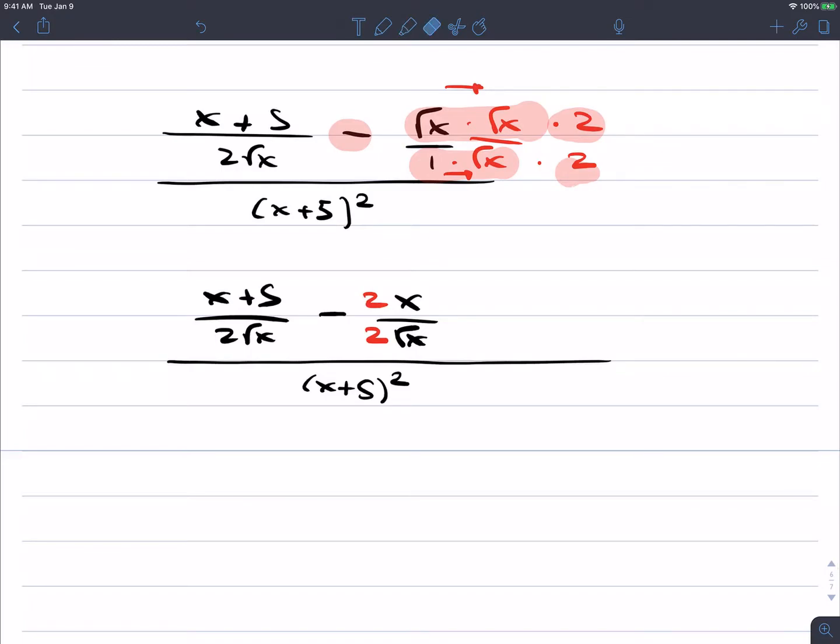So if you like, go back and you can erase all this stuff. And you can say, could I have simply done this, multiplied by 2 square root of x, 2 square root of x? The answer is yes. Here's what we have.